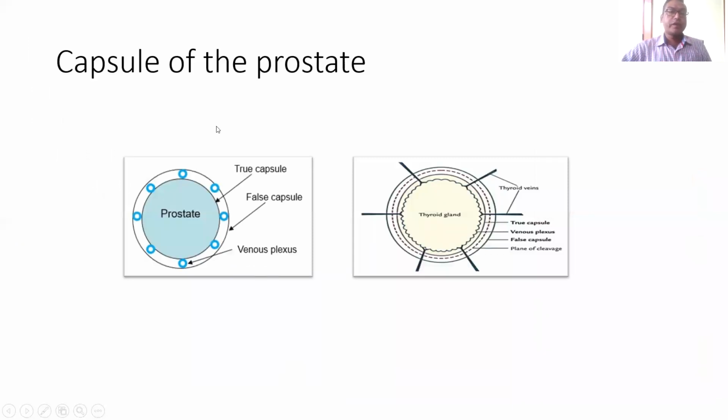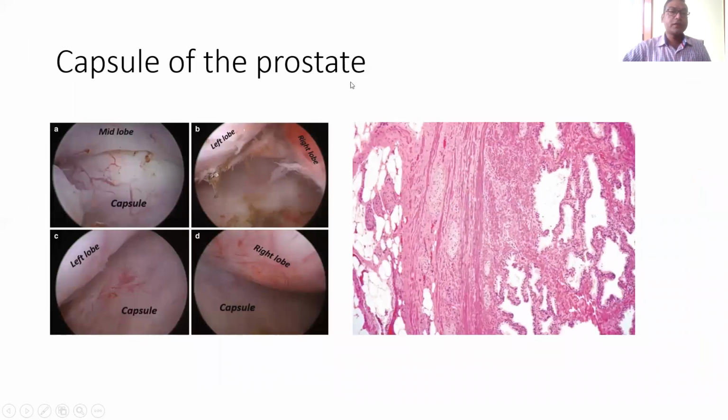Let us talk about the capsule of the prostate. The capsule of the prostate is in contrast with the capsule of the thyroid gland. Here you see the venous plexus lying between the true and the false capsule. However, in the case of the thyroid, the venous plexus is inside the capsule of the gland. This is the capsule of the prostate, much better seen when you do a HoLEP procedure, when you elevate the lobes of the prostate.